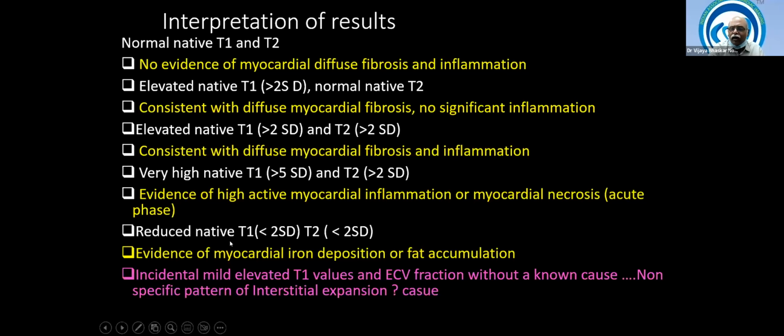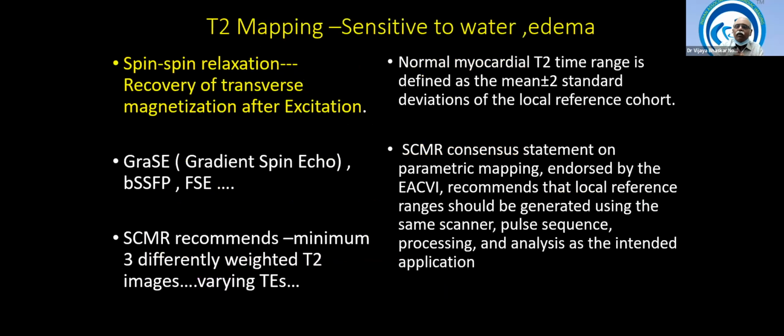If you don't have a ready-made diagnosis, a ready-made clinical scenario, you can always say that there is a non-specific expansion of the interstitium. This particular myocardium needs further evaluation. Rather than putting it as fibrosis, a better way of putting it is non-specific expansion of the interstitium, because of the ECV fraction and T1 map values. Diffuse non-specific expansion of interstitium needs further evaluation.